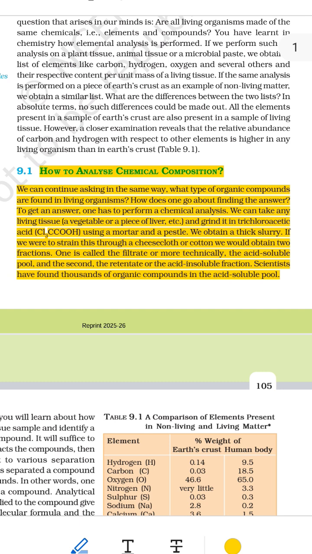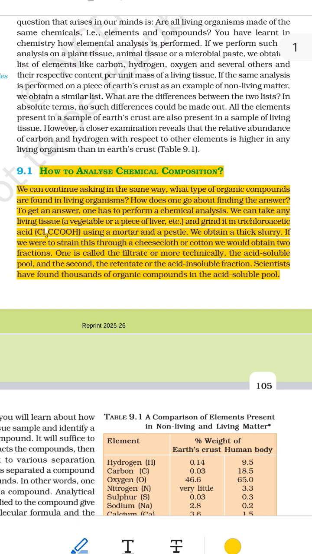Why do we want to know this? To understand how living things work, to study what makes life possible, to learn about health, disease, growth, and energy. How do scientists find these chemicals? They use a method called chemical analysis, which means testing and breaking down a living thing to see what it's made of chemically. Step-by-step process.